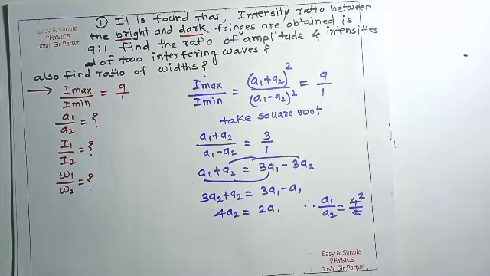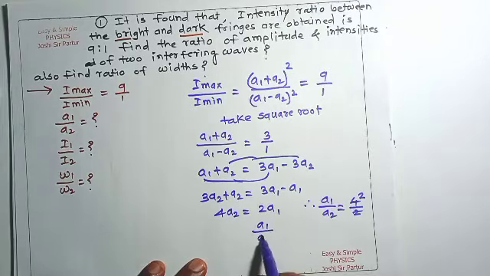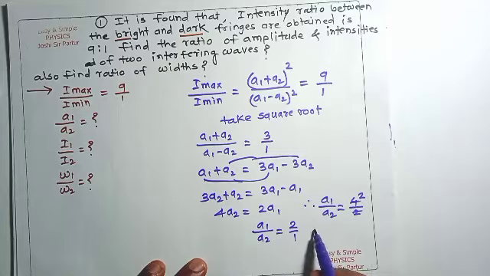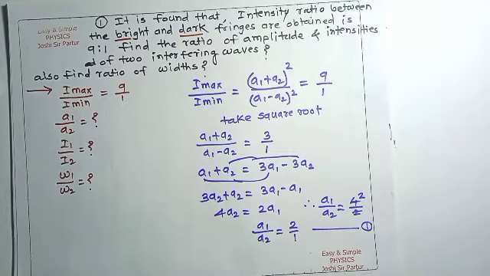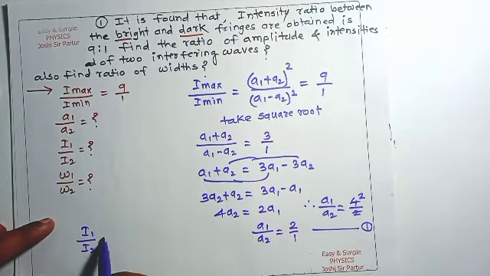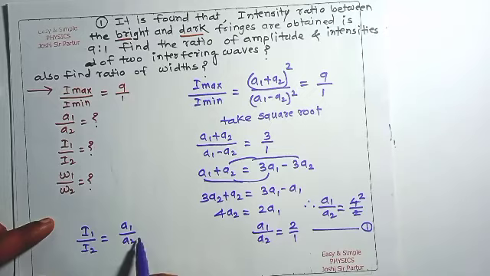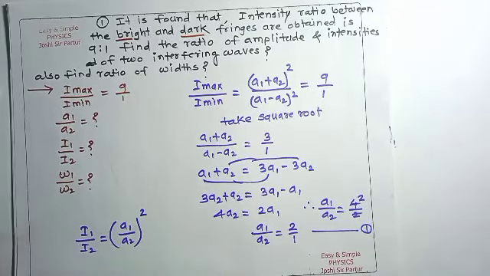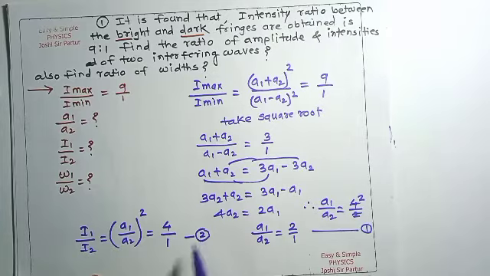So the first answer for the given question is A1 upon A2 will be 2 upon 1. We can find the intensity by using Malus law. Intensity I1 upon intensity I2 is equal to (A1 upon A2) squared, or we can say A1 squared upon A2 squared. So the ratio of intensity will be 4 upon 1. That is the second answer.